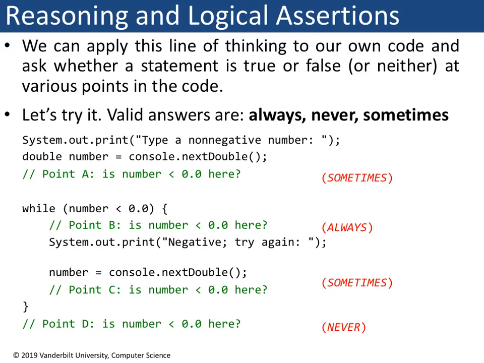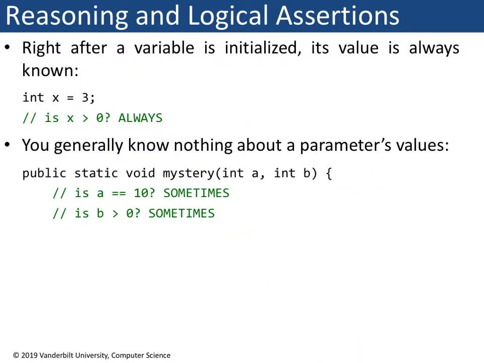So this loop is an input validation loop. It's a loop that allows us to get a number from the user and guarantee that we have a positive double value. So there are a few special situations in which we're able to know something about the value stored in a variable. One of those is immediately after initialization. So if we were to look at the initialization of x equals 3, immediately after it's initialized, we can guarantee that x is equal to 3 or x is greater than 0. We can guarantee any particular thing about x because it has not been changed. The value stored in x is entirely known. So x is greater than 0 always at this point.